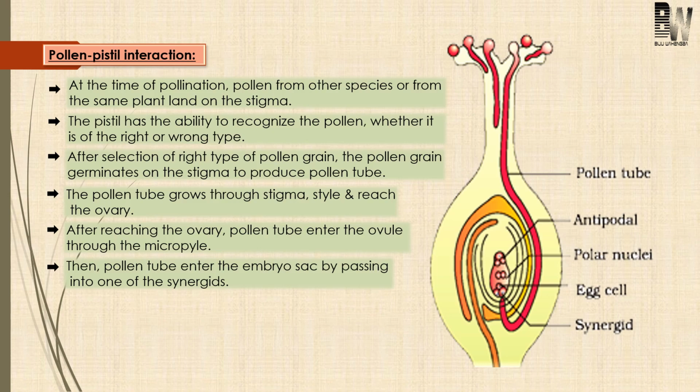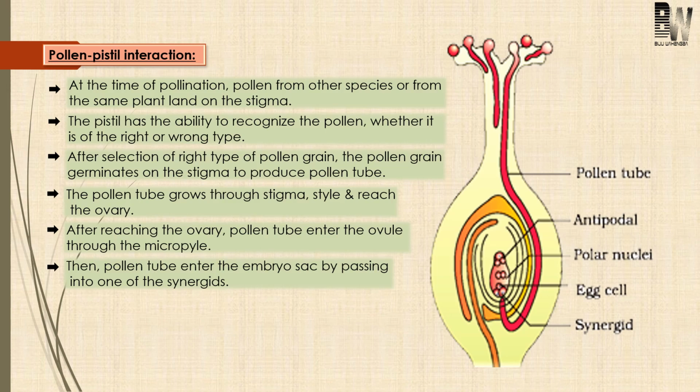And after reaching the ovary, the pollen tube will enter into the ovule through the micropylar end. And we know that towards the micropylar end, the synergid is present, where projections known as the filiform apparatus are also present. So this filiform apparatus will guide the pollen tube into the synergid. Like this, the pollen tube will enter into the ovule. So this is how the pollen tube enters into the ovule.